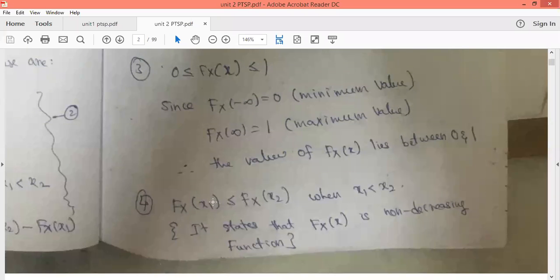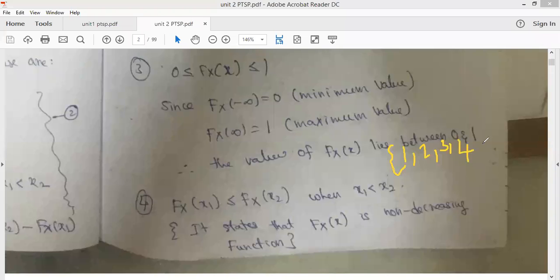Okay, now what is Fx of x1 less than or equal to Fx of x2 when x1 is less than x2? Okay, so for example we are taking two events. For example, here we are throwing a die. Okay, so we are getting the outcomes like this: 1, 2, 3, 4, 5, 6. These are the possible outcomes we are getting whenever we throw a die. So for example, this is our x1, and this is our x2. So x1 is less than x2.